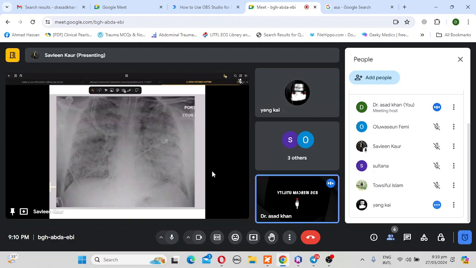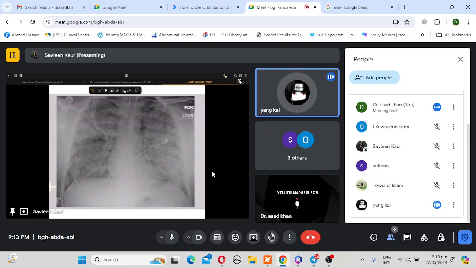Tell me about the investigation of ARDS. Okay, so first of all, I would like to investigate the patient. I will send the blood, and in blood, I'll look for hemoglobin, urea and electrolytes, renal function test and liver function test. And I would like to order a chest X-ray and a CT scan of the chest, and also I would like to do an ABG, arterial blood gas analysis.